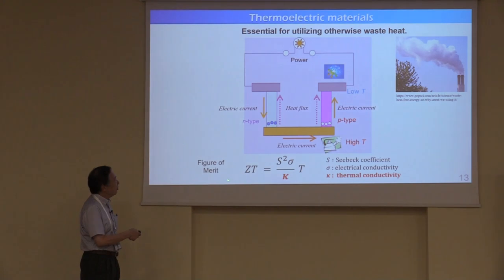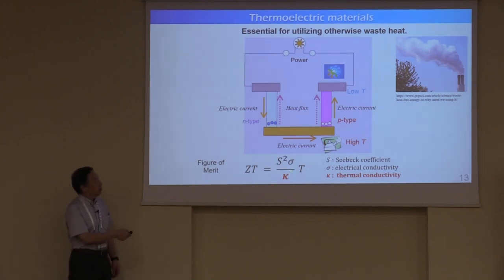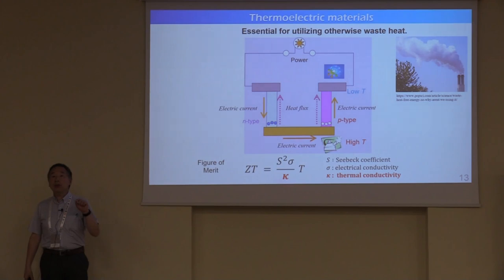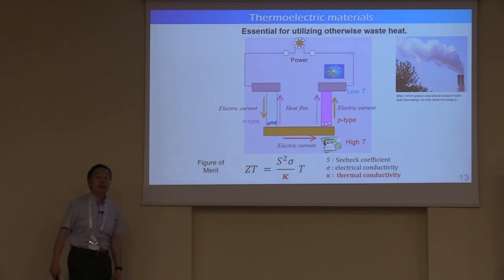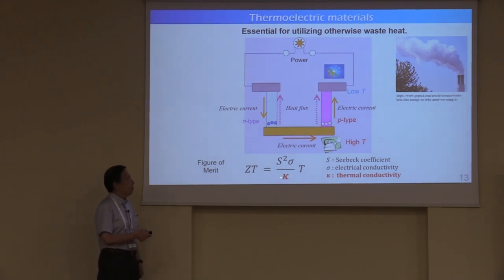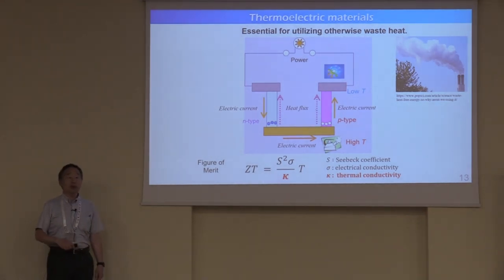And the performance of a thermoelectric material is given by this ZT value. And here, the thermal conductivity is located. So if you can decrease the thermal conductivity, it means there is a possibility to increase this figure of merit. Of course, the simple calculation showed that if we decrease the thermal conductivity by a factor of 10, we can increase the figure of merit by a factor of 10. But of course, things are not that simple. But at least it is worthwhile to search for some new material.